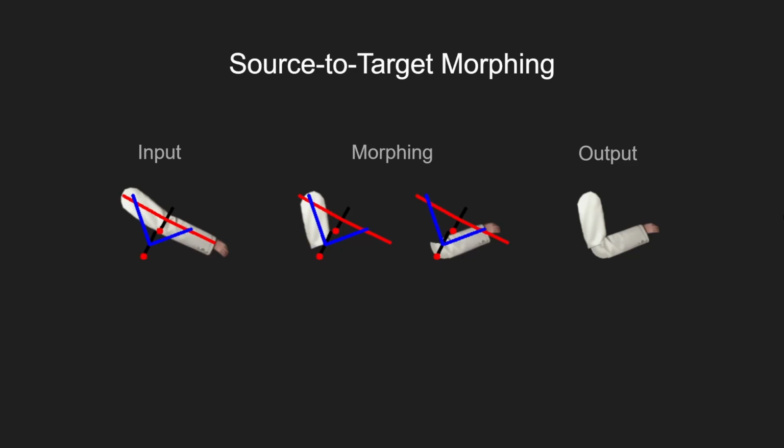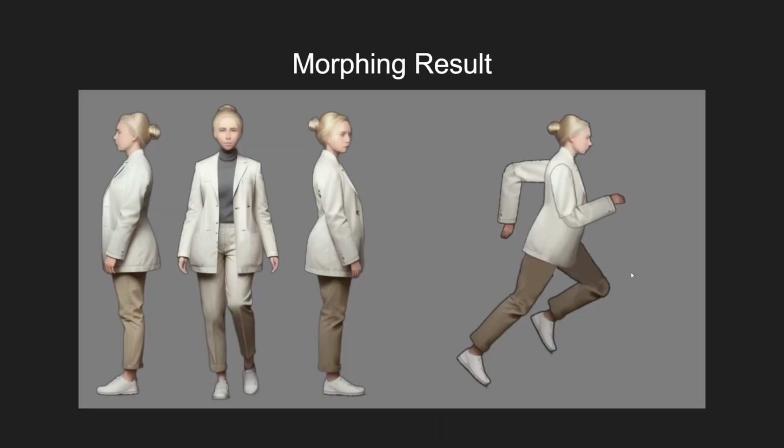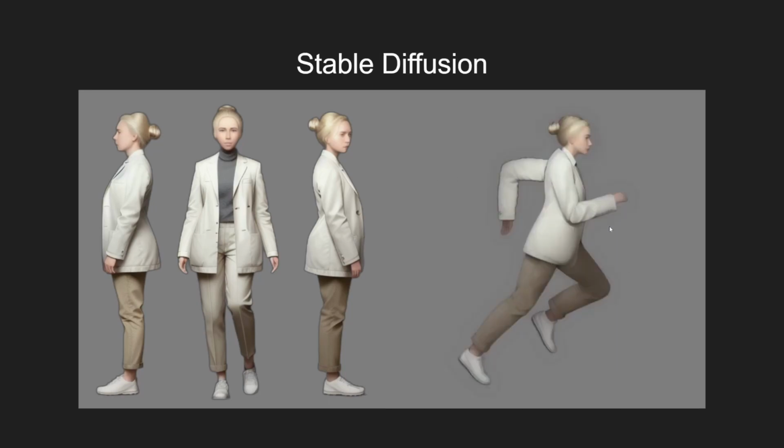And then the crux of the algorithm is the source to target morphing. So on the very left, you can see this arm, and the red line is that source JSON points. And then the blue line is our target, and we see the upper arm and the forearm are morphed along that. We have some interpolation on the elbow, and then we have this output here. And we do that for all the limbs for the body, and this is what the result looks like. And we take this and we run it through Stable Diffusion, and we get something like this out.